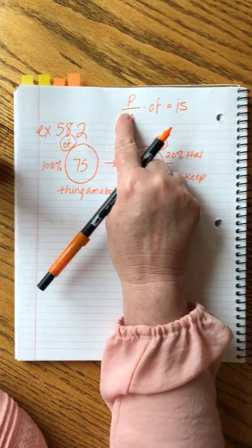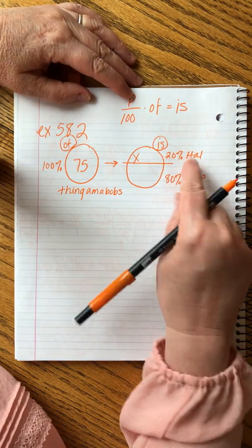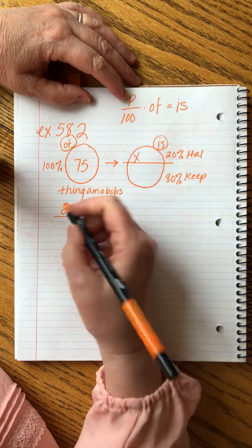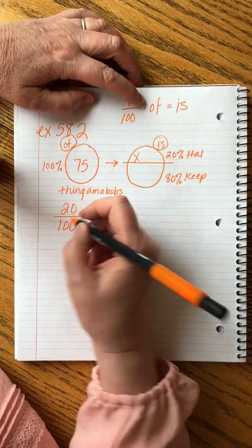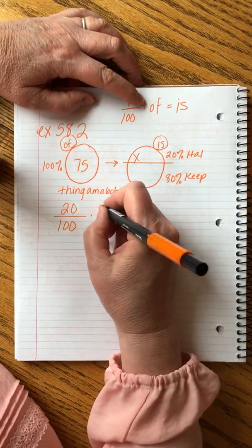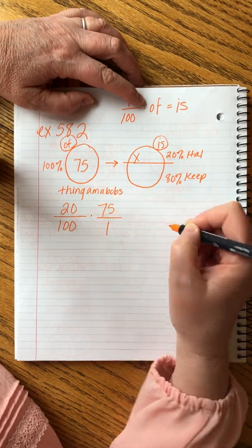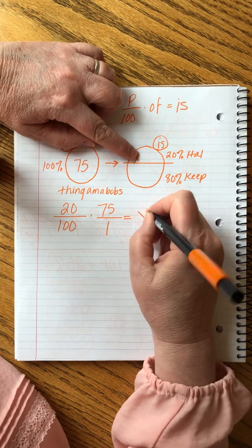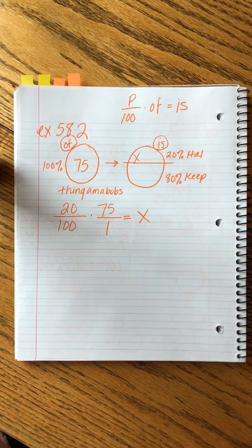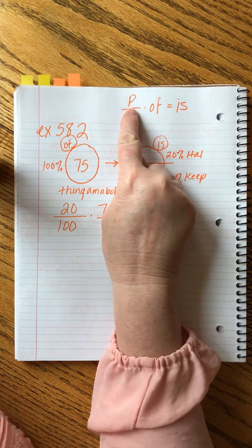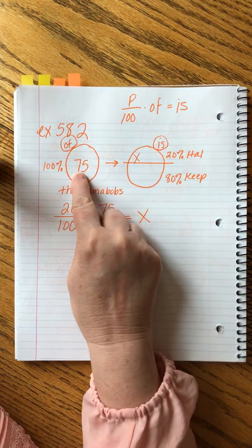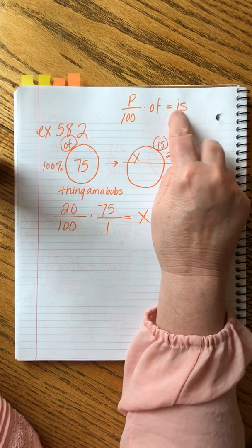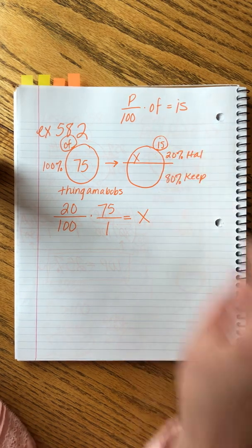So here's what we've got. We know that we want 20%. We just write the 20 over 100 times our original group. Then I'm going to put that over a 1 equals the number we give to Hal, x. Okay? So in this case, we had the percent and we had our total group, and we were just trying to figure out the number that is in the special group.